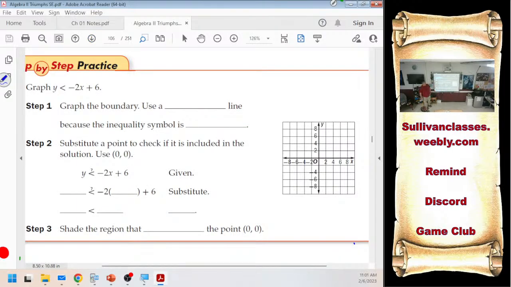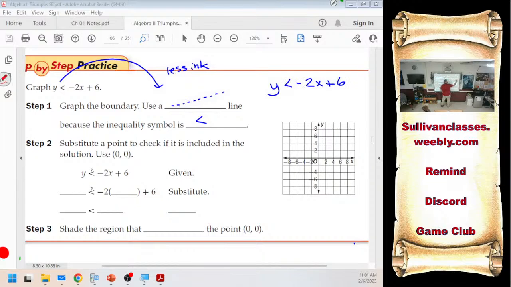Uh-oh. Look at that box. Look at the graph. I'm going by 2's again. So first, solid or dotted, how do I know? Less ink here means I'll use a dotted line because there was less ink here. When I graph it, I know that I'm going to start at y-intercept of 6, make dot.